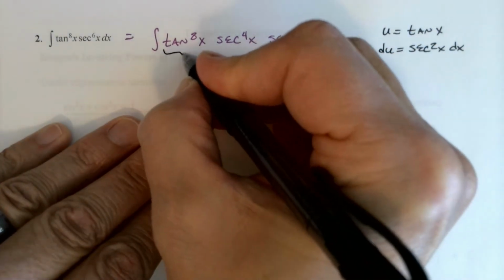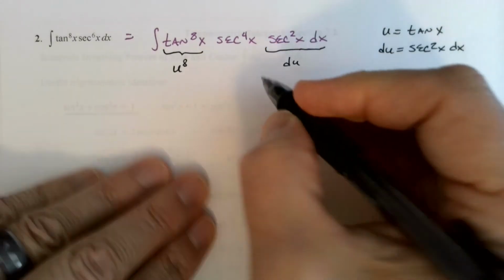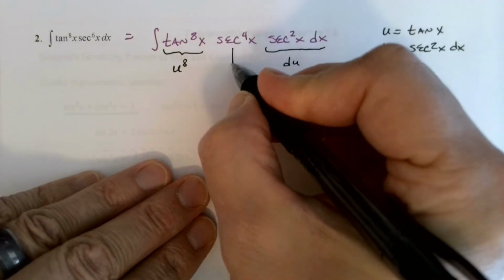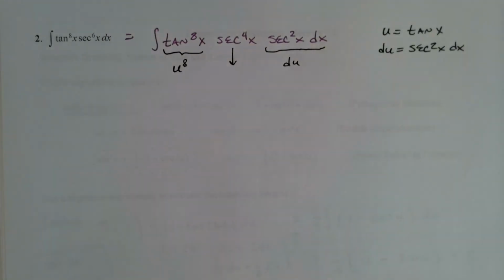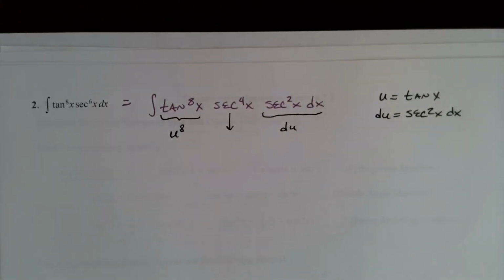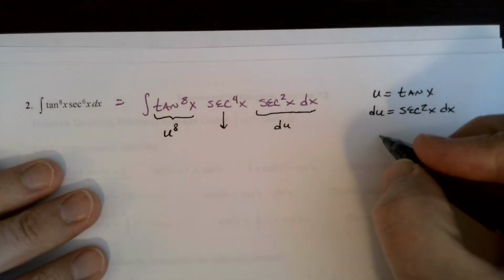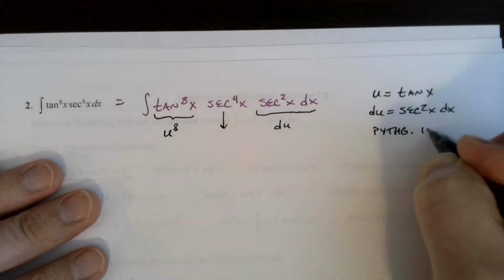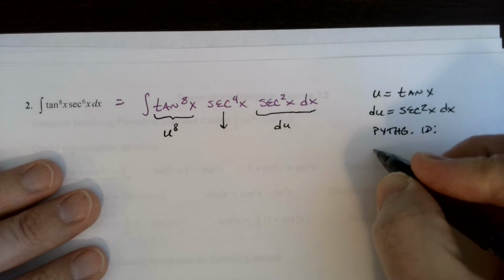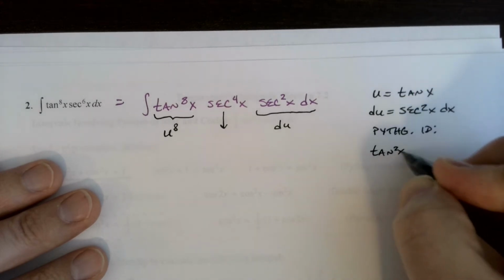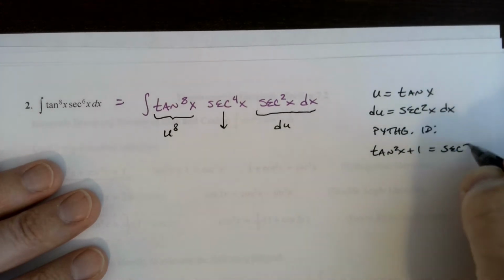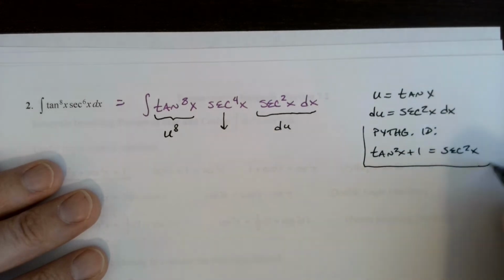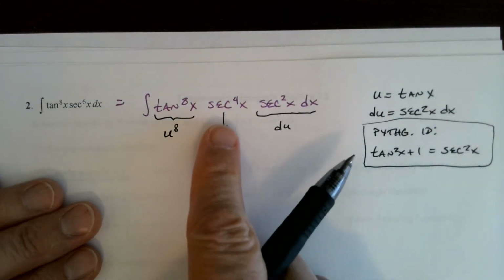Tangent to the 8th is now u to the 8th. And what about this? Well, remember we said that the Pythagorean identity is that tangent squared x plus 1 is secant squared x. So don't forget that. That's what we're making use of. So I'm going to replace this.